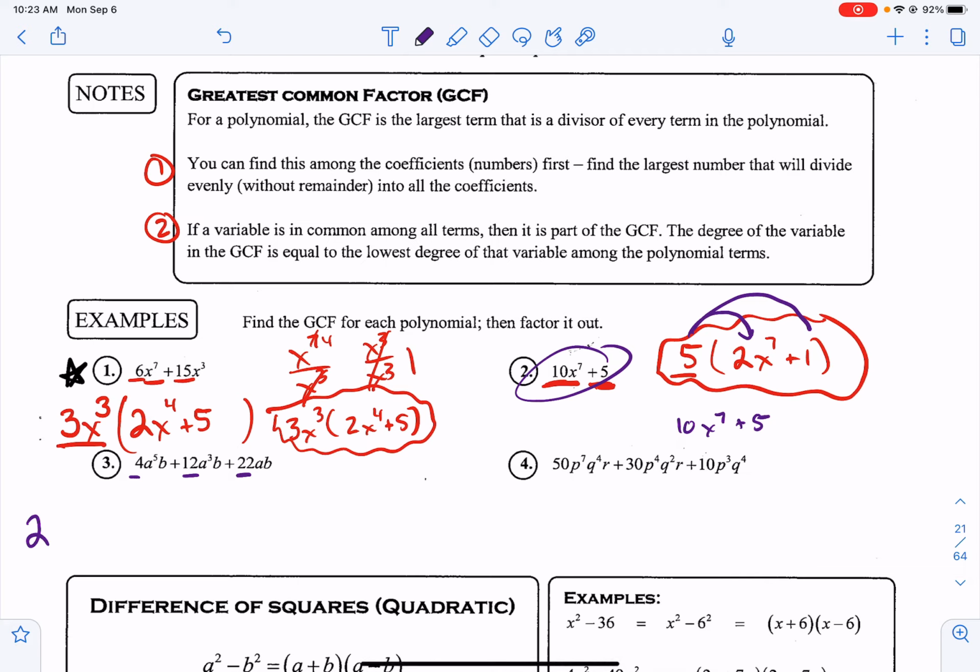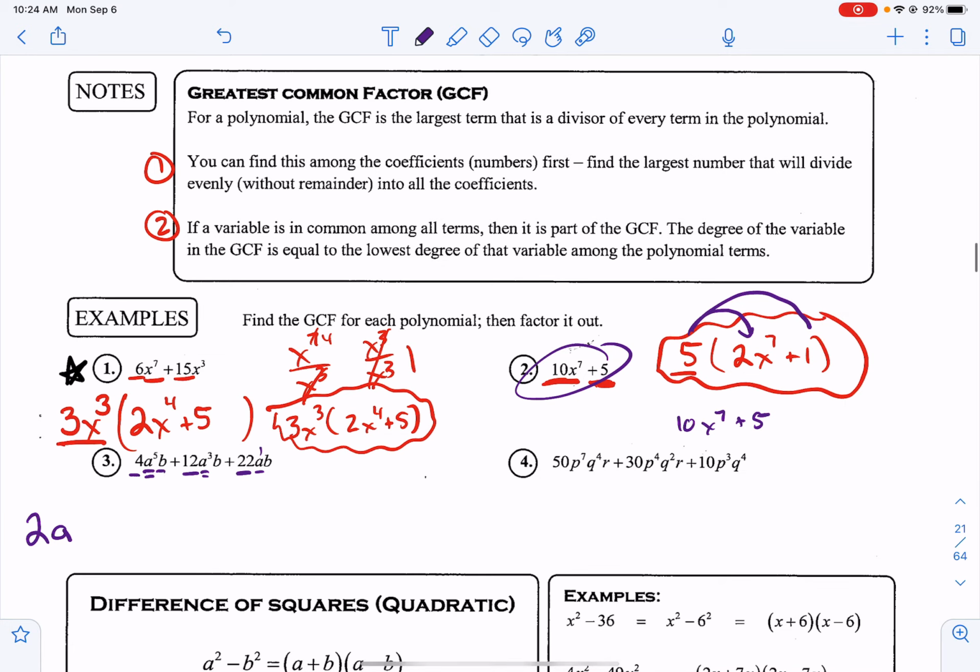Now let's look. I can't look at my A's and my B's. I'm just going to look at my A's. I've got a to the 5th, a to the 3rd, and a. So the largest number of A's that I can pull out of everything is just 1a, because this one right here at the end only has 22 times a to the 1st. So I'm only going to be able to pull out 1a.